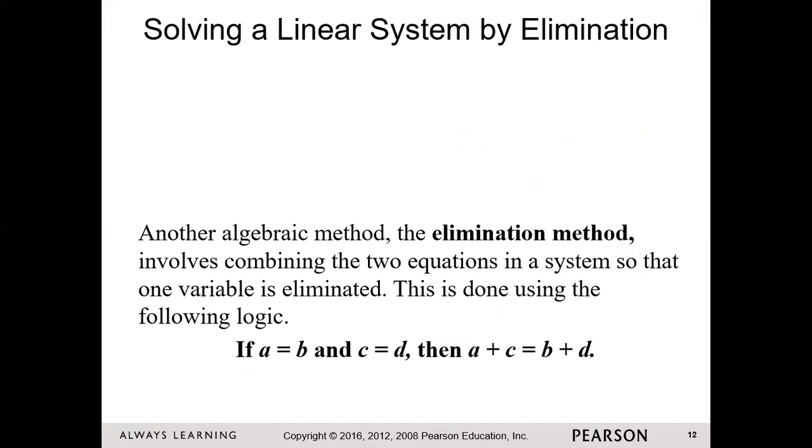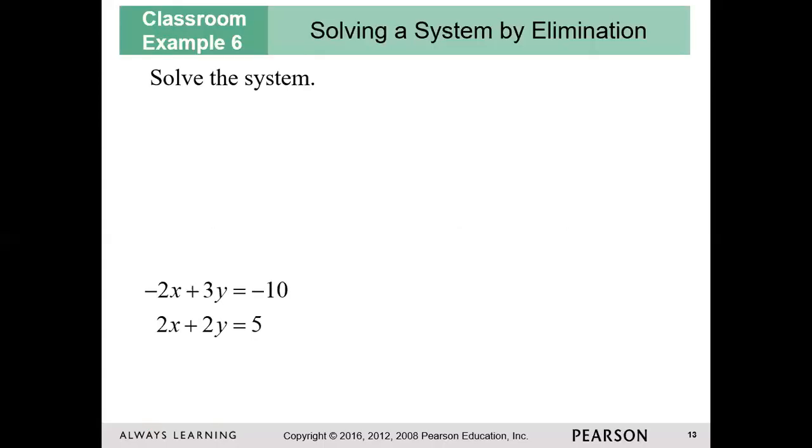It involves combining the two equations in a system so that one variable is eliminated, hence the name elimination. This is done by using the following logic. If A is equal to B and C is equal to D, then A plus C is equal to B plus D, okay? So that is exactly what we're gonna be using to our advantage here, okay?